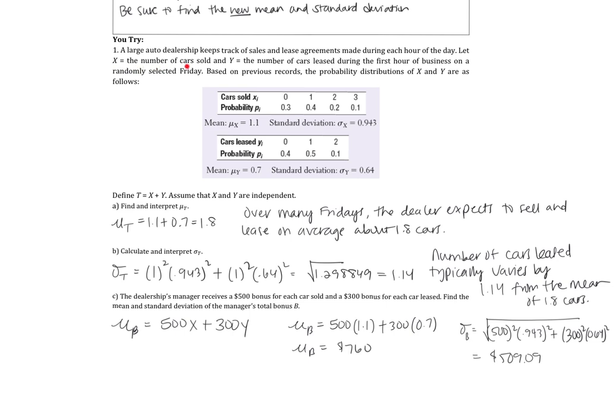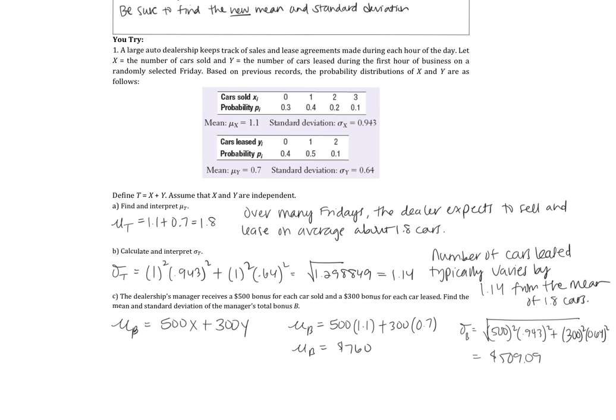So X is the number of cars sold and Y is the number of cars leased during the first hours of business on a randomly selected Friday. We've got some stats. The mu sub X, the average of the number of cars sold, is 1.1. The standard deviation, sigma sub X, is 0.943. The mean of the number of cars leased is mu sub Y, that's equal to 0.7. The standard deviation, sigma sub Y, equals 0.64. It says right here, find and interpret mu sub T. T is defined as X plus Y, okay? That's going to be the total number of cars sold and leased.